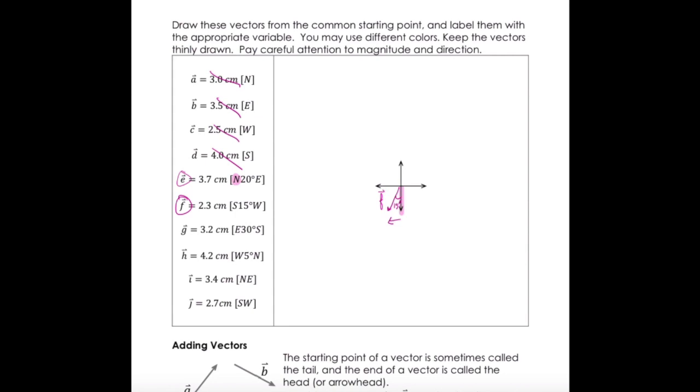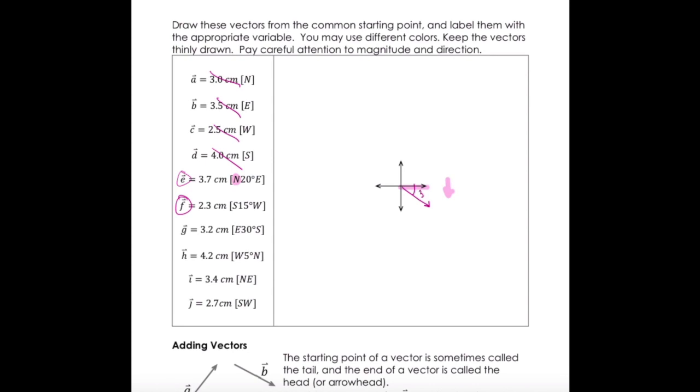Okay, I'll do one more of these just in case. Let's go ahead and do this next one, G. Okay, so it says 3.2 centimeters east, 30 degrees south. So we're going to find our line that we're basing it off, which is our eastern compass line, and we're going to go south, which is that direction, 30 degrees.